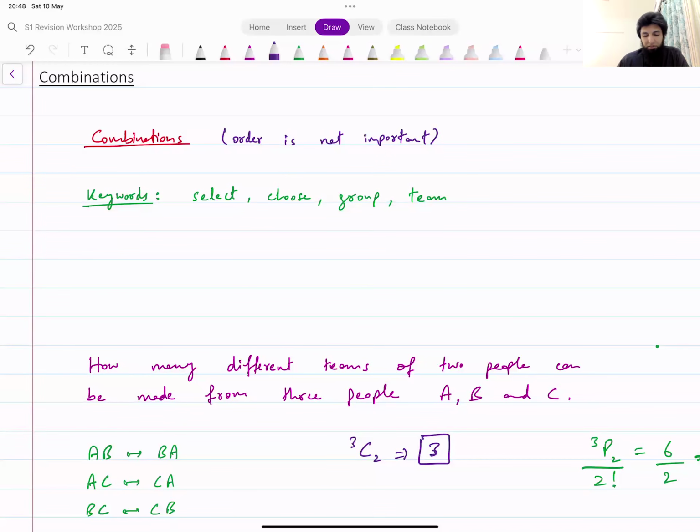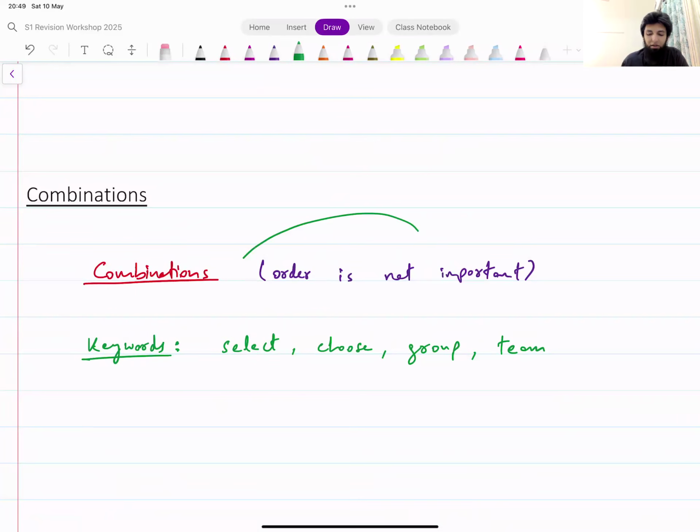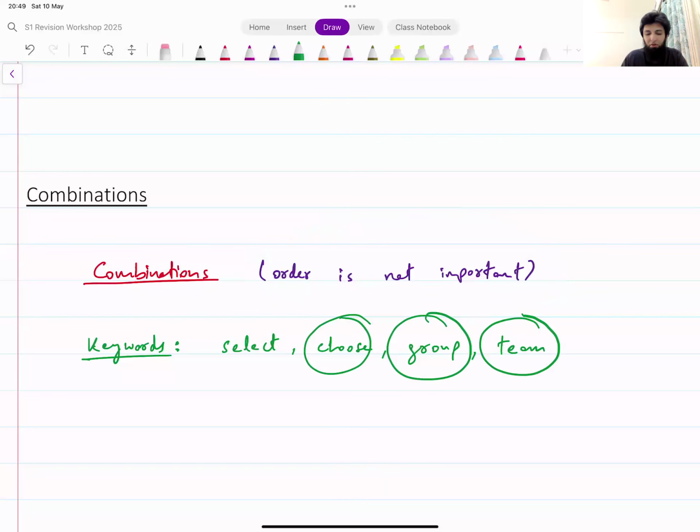The second thing is combinations. Combinations is when you are selecting some objects and the order is not important. So we're not arranging them. We're just selecting objects without caring about the order. The keywords that you would see in this case would look like this: you have to select objects, you have to choose objects, you have to make a group of something, you have to make a team of something. All of these mean we're talking about combinations, because in these cases, arrangements don't matter.